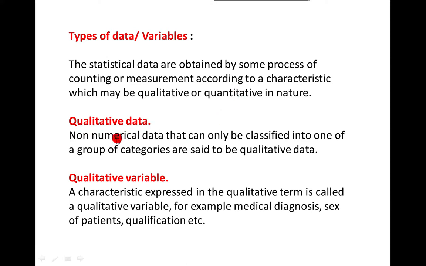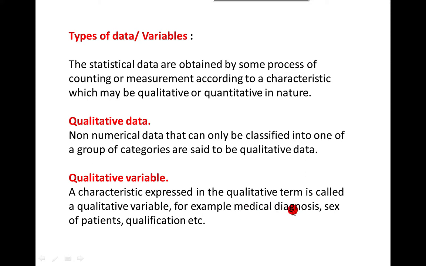Qualitative data, non-numerical data that can only be classified into one of a group of categories, are said to be qualitative data. And data depend on the variable. What is the qualitative variable? A characteristic expressed in the qualitative term is called a qualitative variable. For example, medical diagnosis, sex of patients, qualification, etc. Medical diagnosis is a variable.